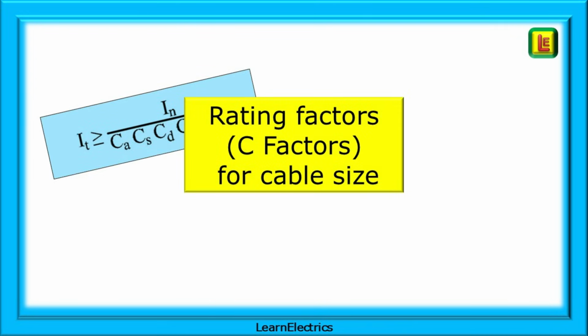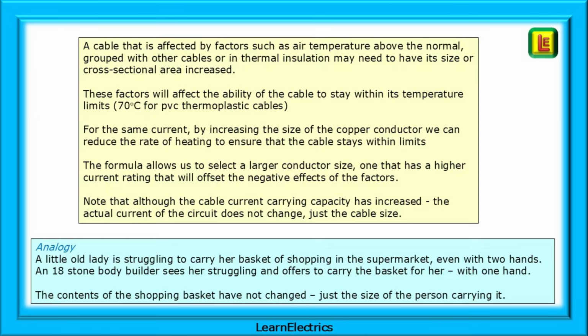Moving on, the third essential formula is rating factors or C factors for cable size. A cable that is affected by factors such as air temperature above the normal, grouped with other cables, or in thermal insulation, may need to have its size or cross-sectional area increased. These factors will affect the ability of the cable to stay within its temperature limit of 70 degrees Celsius for PVC thermoplastic cables, for example. For the same current, by increasing the size of the copper conductor, we can reduce the rate of heating to ensure that the cable stays within limits.